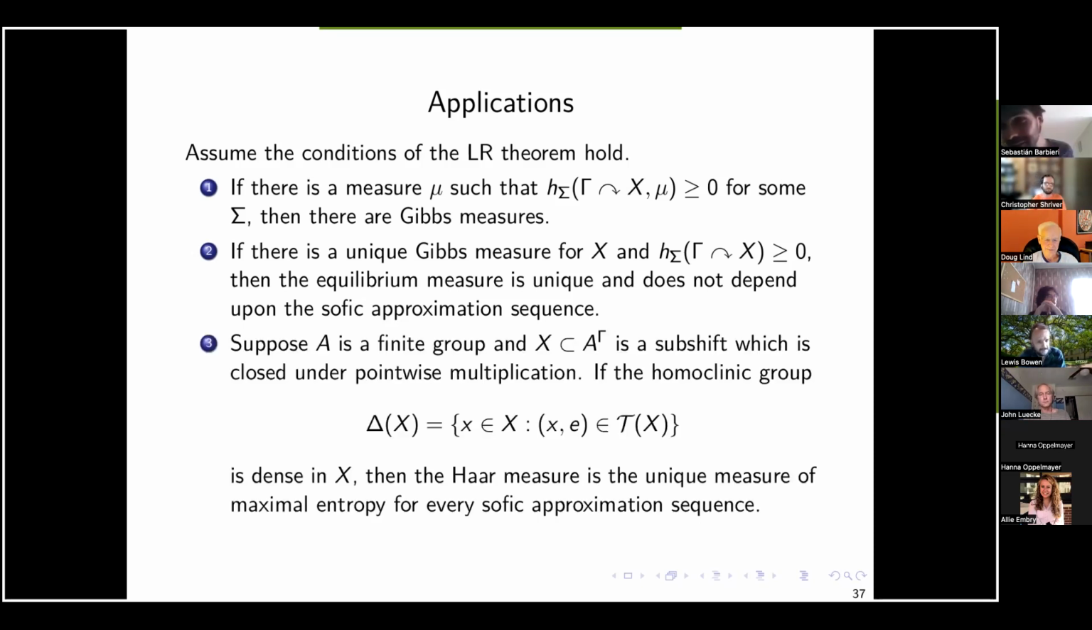So okay, that's the application we're writing. And the third one is actually quite interesting. I like it. Suppose now that my alphabet is a finite group and that I have a subshift which is closed under pointwise multiplication. Well, I can show that all these subshifts automatically satisfy the topological Markov property. This is for free. Actually, it's free for any algebraic action. And if this homoclinic group, which is just the set of points in my subshift which are homoclinic to the identity, is dense, then I can show that the Haar measure on this group is the unique measure of maximal entropy for every sofic approximation sequence. So it's a kind of cute, straightforward application of the LR theorem.